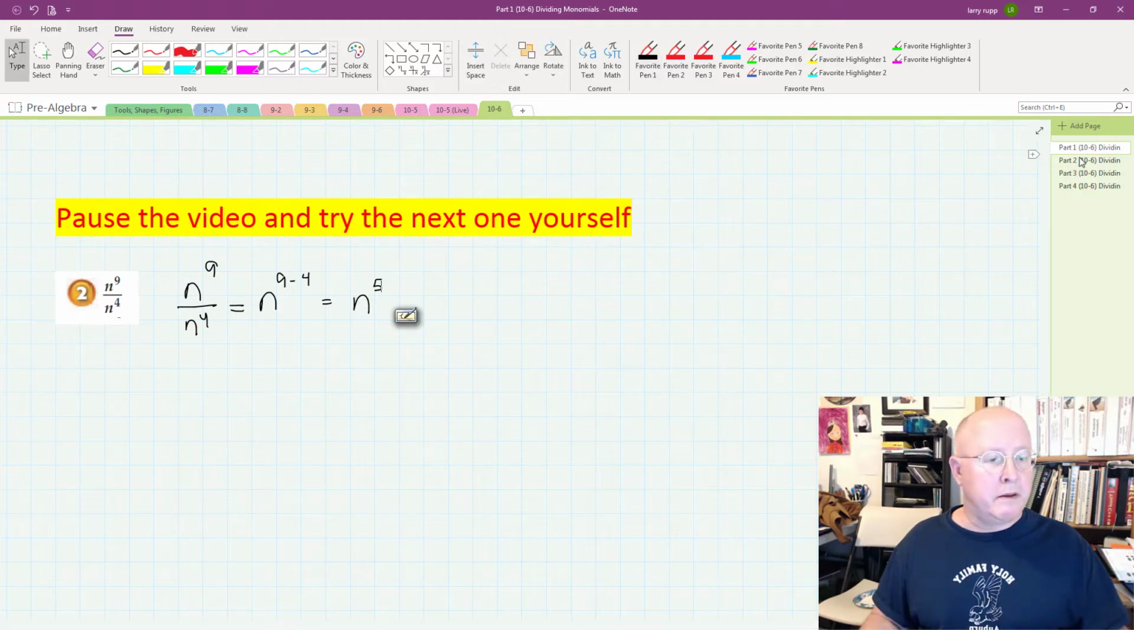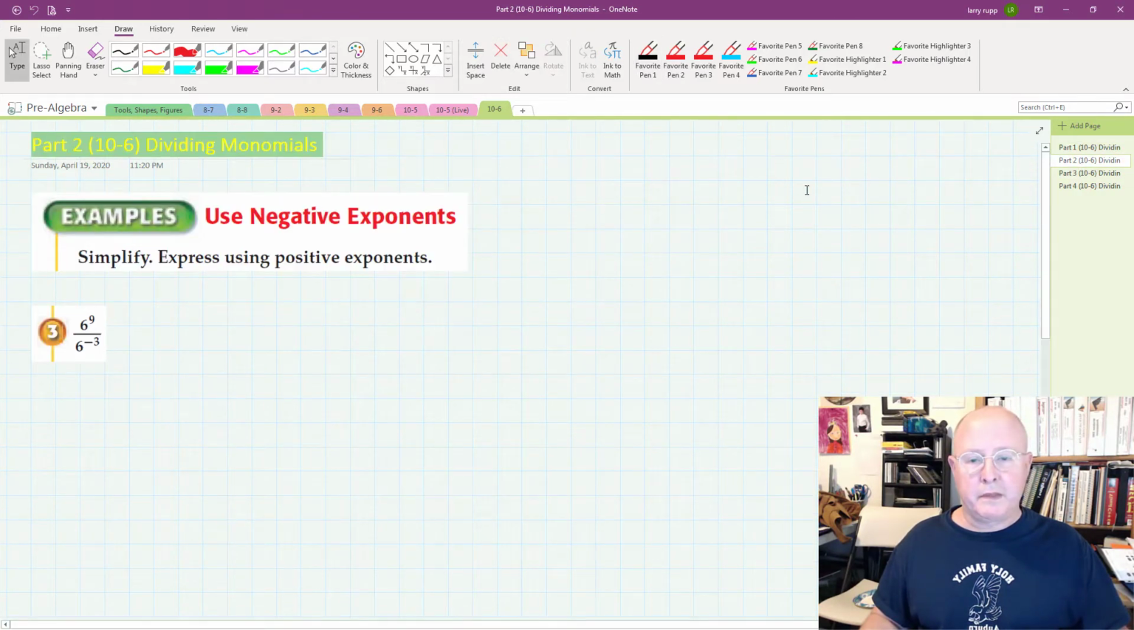Moving on. Now we've got negative exponents. Negative numbers. Everyone's freaking out. Calm down. Negative integer math is not that difficult.